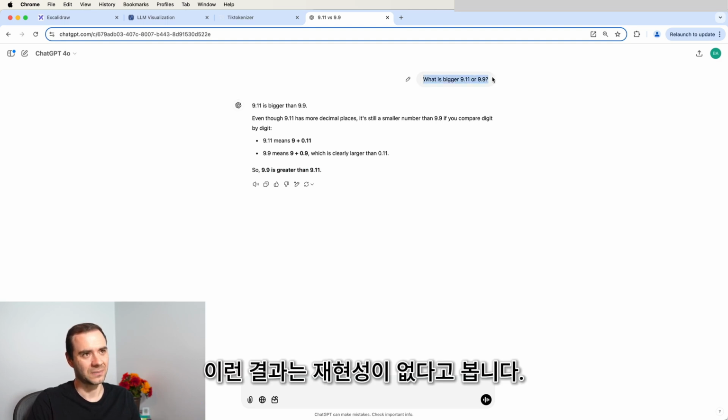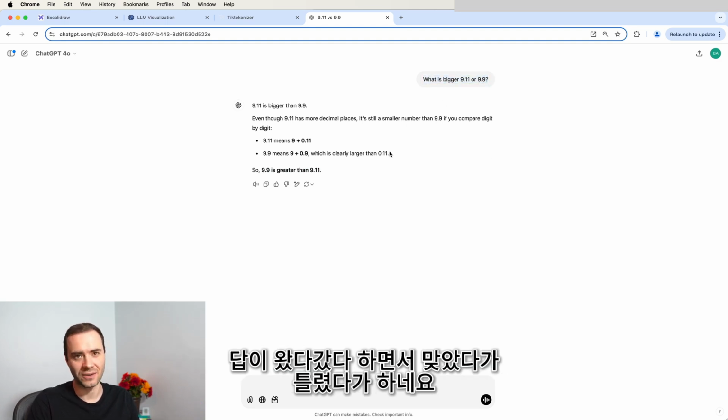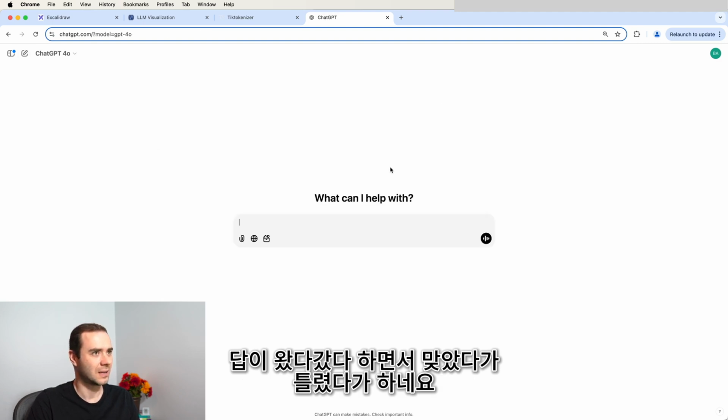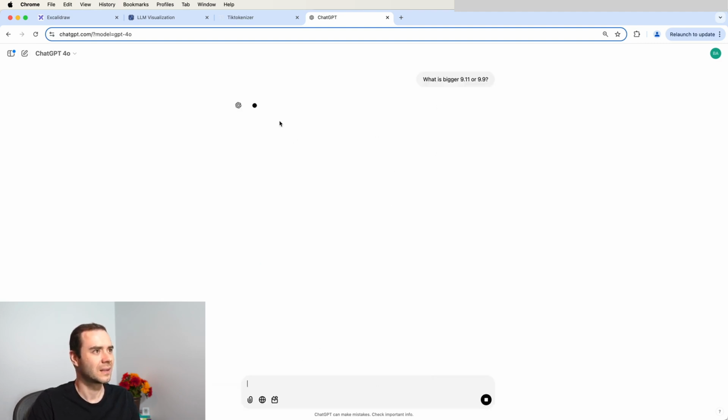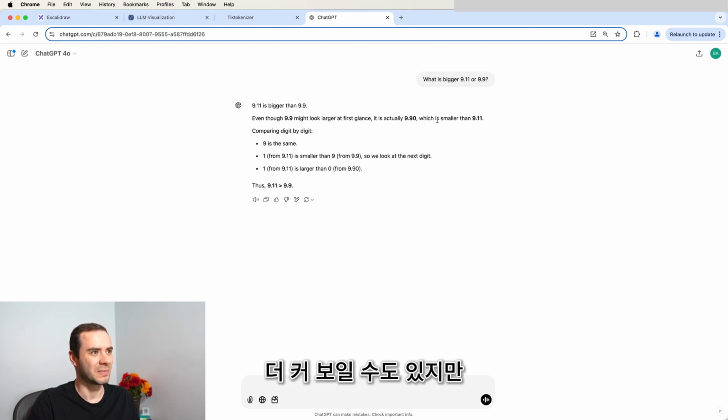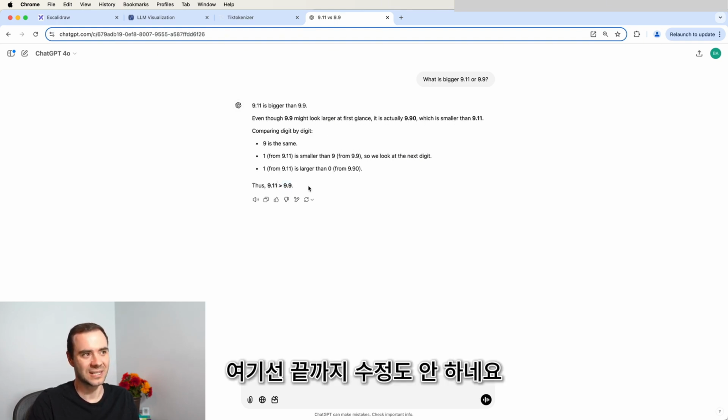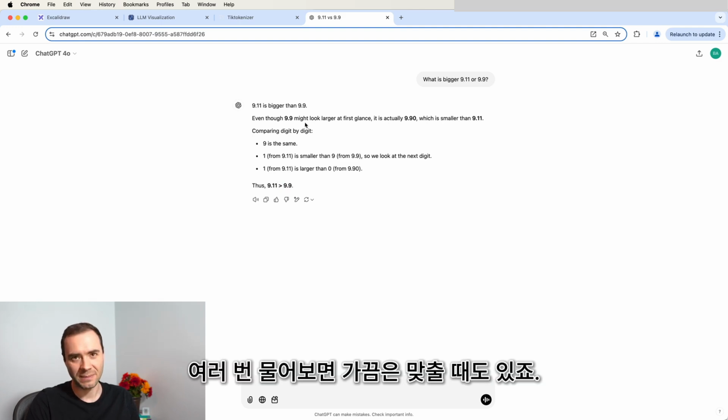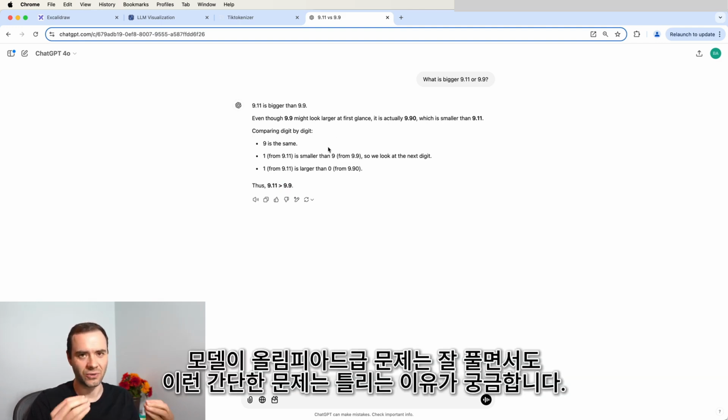So I don't believe that this is very reproducible. Sometimes it flips around its answer. Sometimes it gets it right, sometimes it gets it wrong. Let's try again. Okay. Even though it might look larger, okay, so here it doesn't even correct itself in the end. If you ask many times, sometimes it gets it right too. But how is it that the model can do so great at Olympiad grade problems, but then fail on very simple problems like this? And I think this one is, as I mentioned, a little bit of a head scratcher.